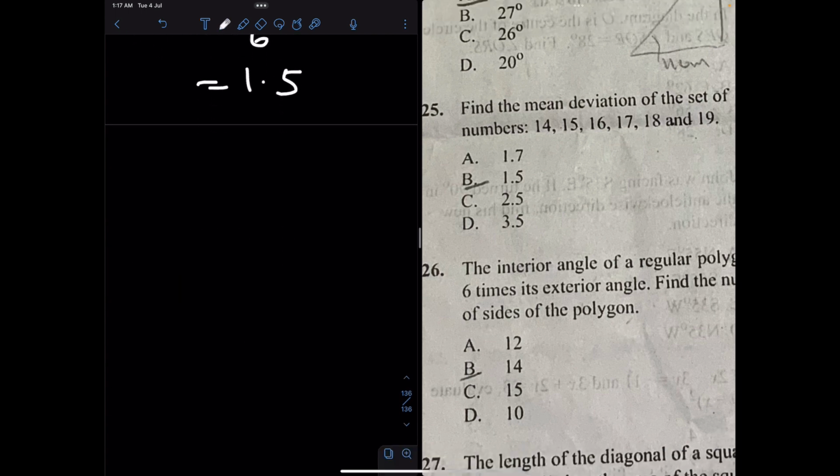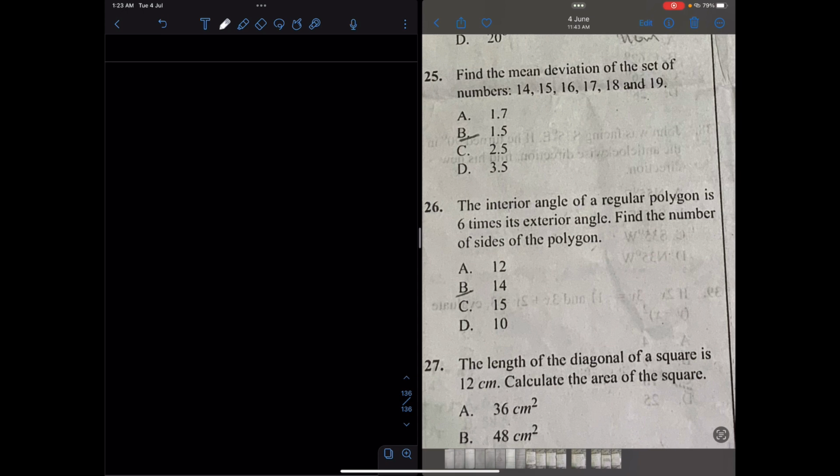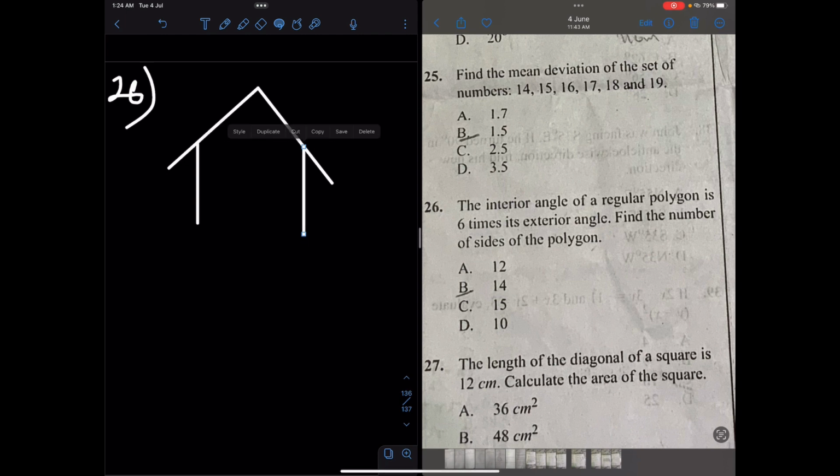26. The next one is number 26. The interior angle of a regular polygon is 6 times its exterior angle. Find the number of sides of the polygon. Let's sketch the polygon this way, since we don't know the number of sides it has. We can sketch that this way. What you do is you don't close the figure. Now, let that be the polygon.